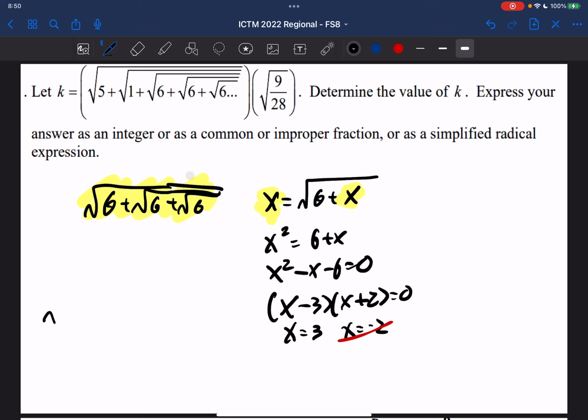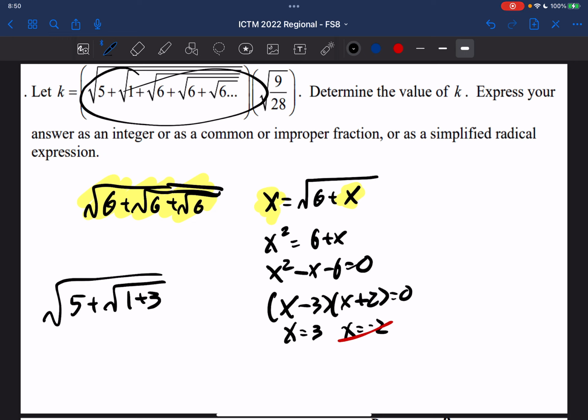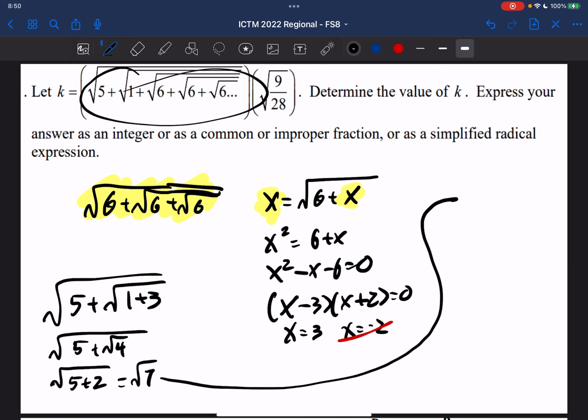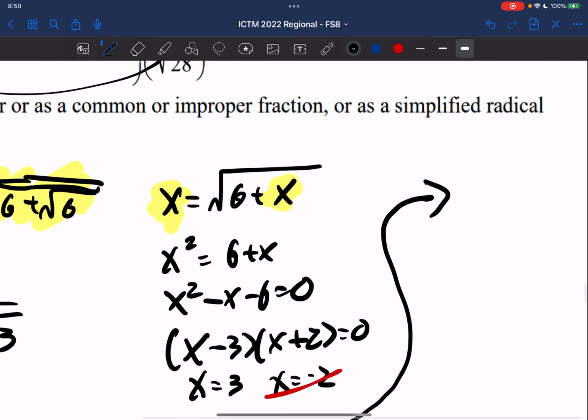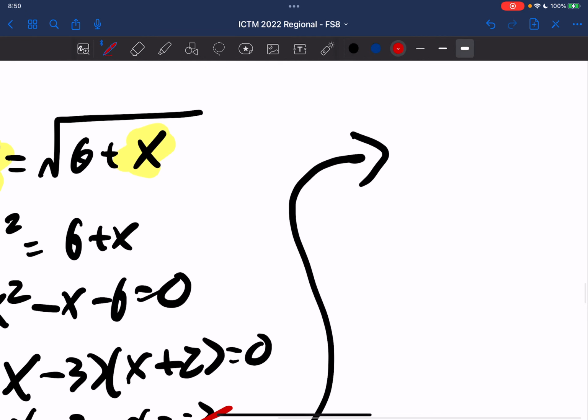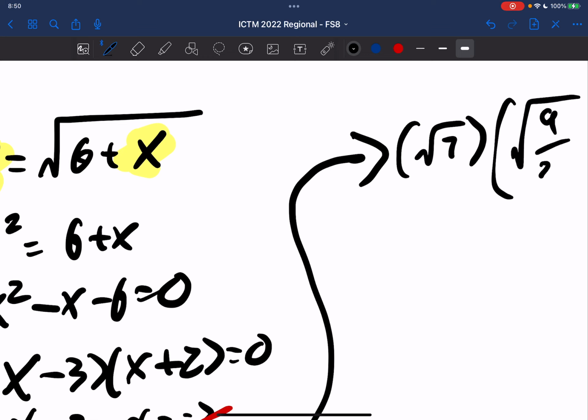So that means we have the square root of 5 plus the square root of 1 plus 3. So that's all this right here. So that's 5 plus the square root of 4. So that's 5 plus 2. So that's the square root of 7. So let's bring that over here. So we have the square root of 7 times the square root of 9 over 28.